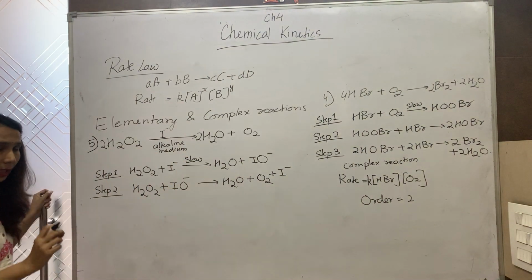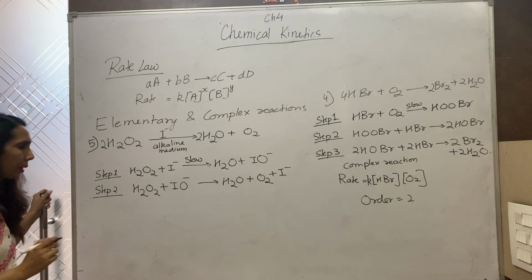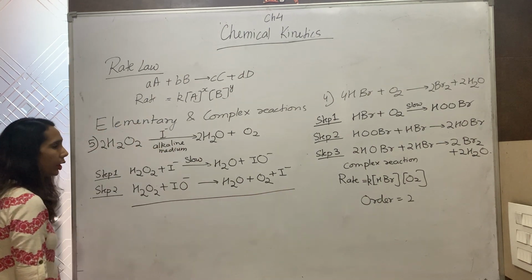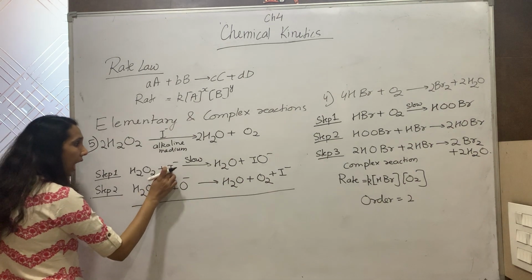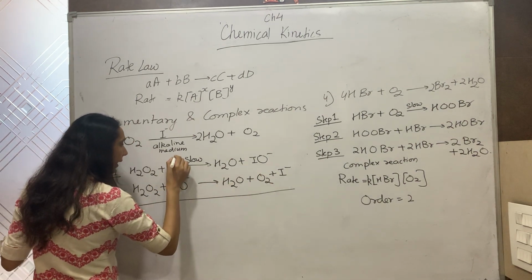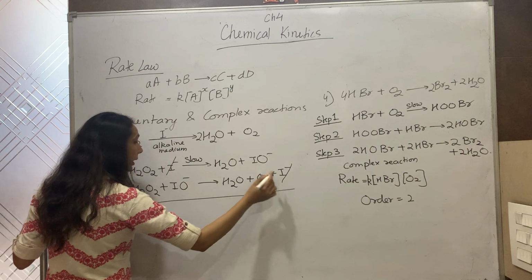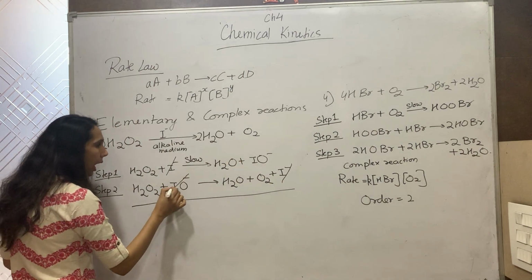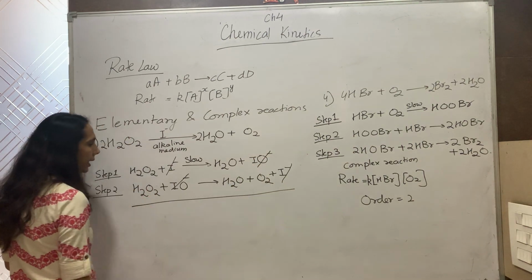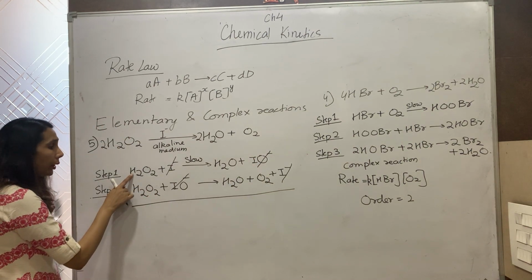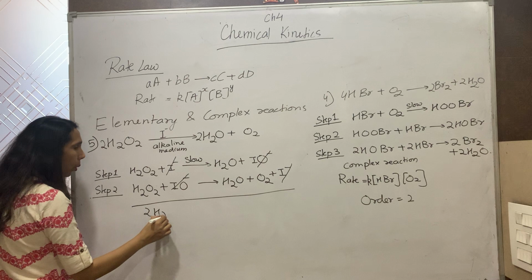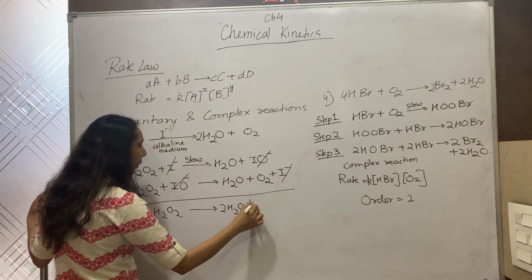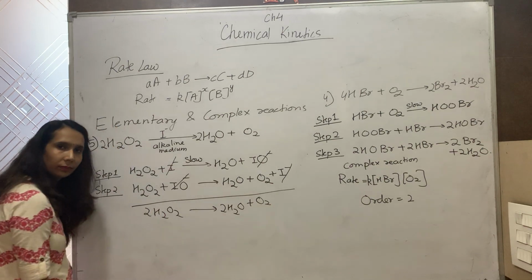Now, important thing, if I add the two steps, I negative gets cancelled out because it is a catalyst. At the end of the reaction, it will remain unchanged. IO negative gets cancelled. And your overall reaction is 2H2O2 will give 2H2O plus O2.